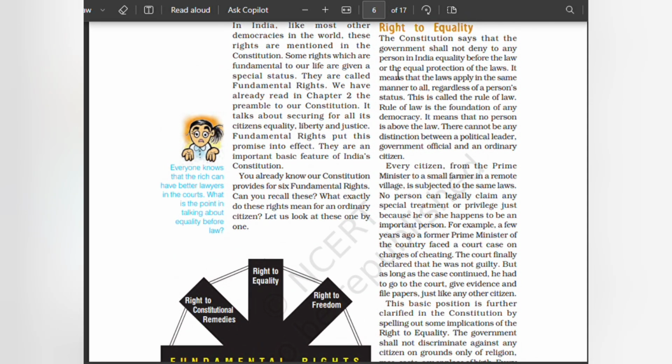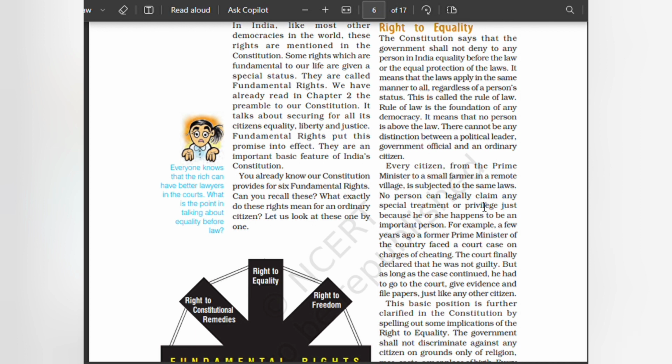Right to equality. The Constitution says that the government shall not deny to any person in India equality before the law or equal protection of the law. It means that the laws apply in the same manner to all, regardless of a person's status. This is called the rule of law. Rule of law is the foundation of any democracy. It means that no person is above the law. There cannot be any distinction between a political leader, a government official, and an ordinary citizen. Every citizen, from the Prime Minister to a small farmer in a remote village, is subject to the same laws.